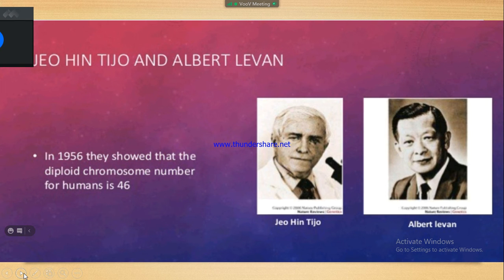This is Albert Levan and Joe Hin Tjio. They studied the diploid chromosome number and showed that humans have 46 chromosomes. Among these 46, 44 are autosomes and two are sex chromosomes.